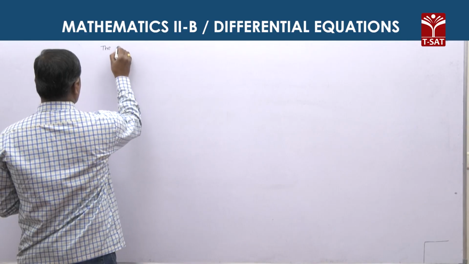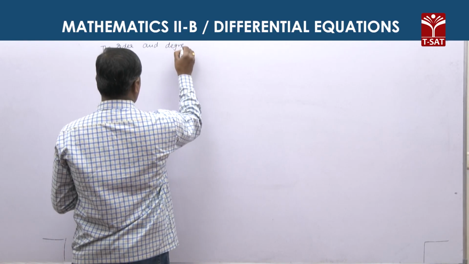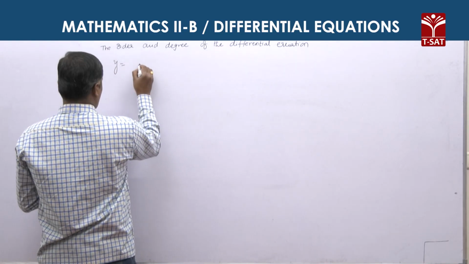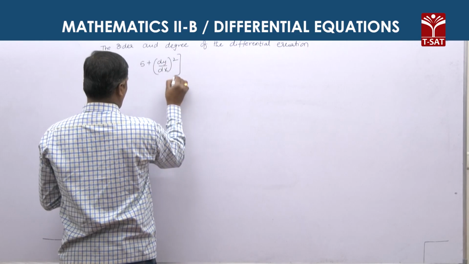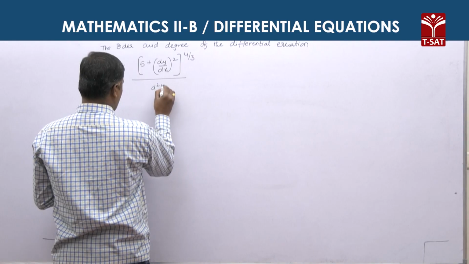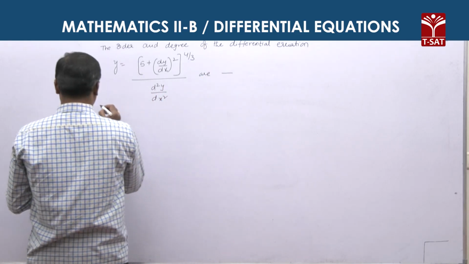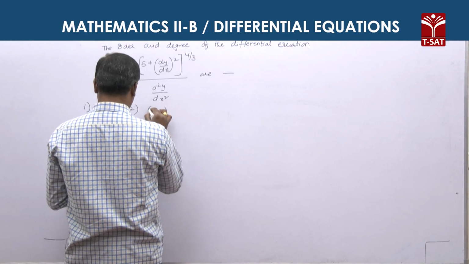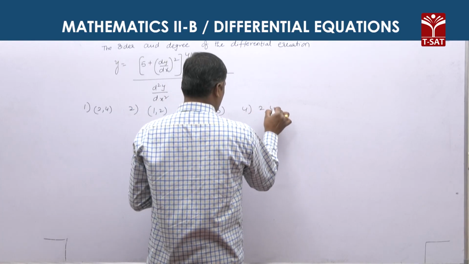The order and degree of the differential equation y is equal to 5 plus dy by dx whole square whole power 4 by 3 whole divided by d square y by dx square is, first option 2, 4, second option 1, 2, third option 2, 3, and fourth option 2, 4.